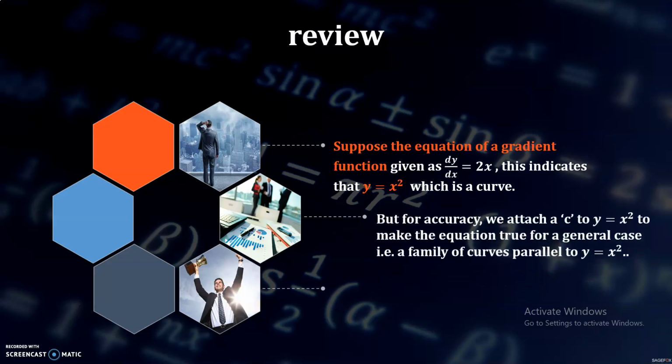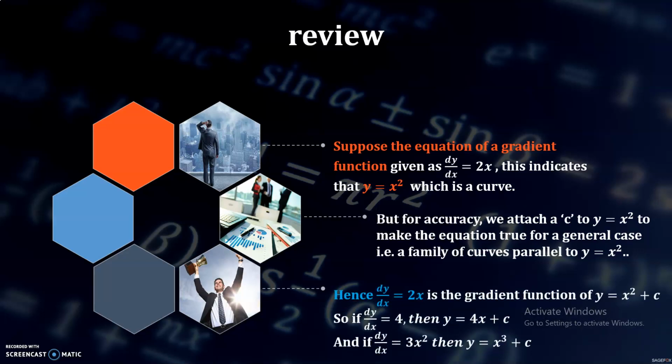But for accuracy, we attach a c to y equals x squared to make the equation true for a general case, that is, a family of curves parallel to y equals x squared. Hence, dy/dx equals 2x is the gradient function of y equals x squared plus c. So if dy/dx is 4, then y equals 4x plus c. And if dy/dx equals 3x squared, then y equals x cubed plus c.